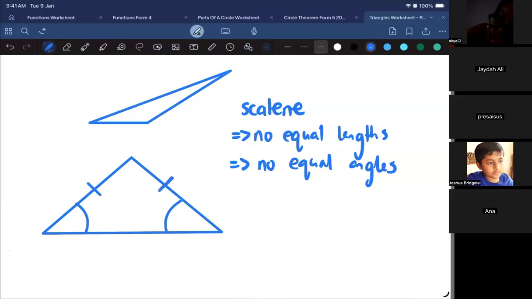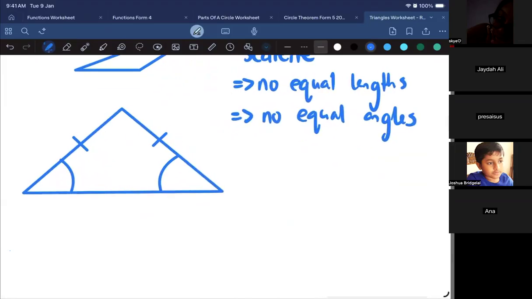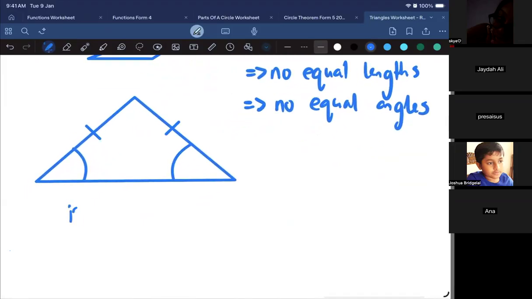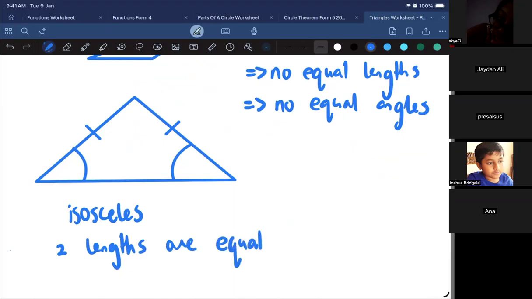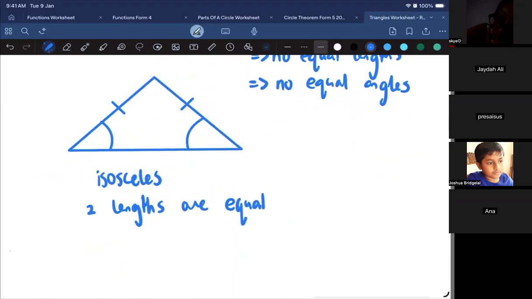Now, I noticed that some of you had a hard time picking up on that. So while we're on this, I'll go over it. Certain things you need to know about an isosceles triangle: two lengths are equal. You need to know that. Two lengths are equal, yeah? And you also need to know that the base angles are equal.